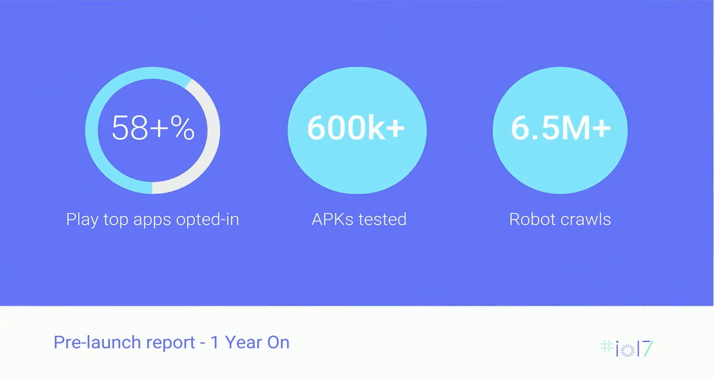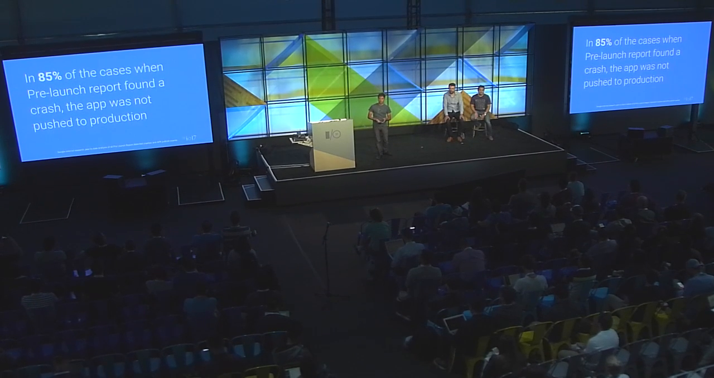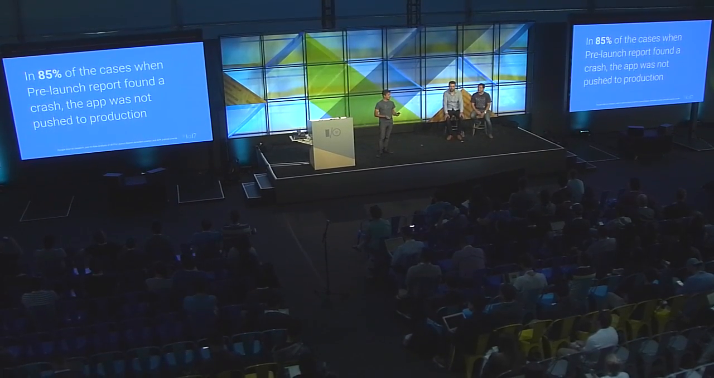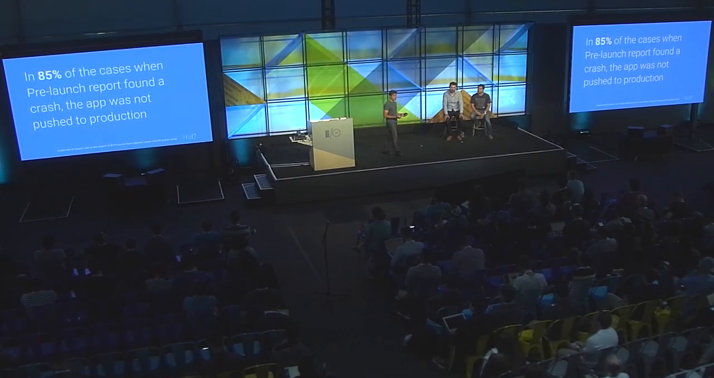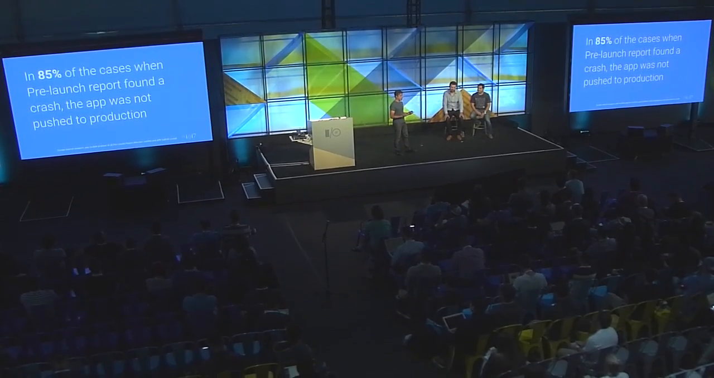The vast majority of Play's top developers have adopted the pre-launch report since we launched it last year. Since then, we have performed over 6.5 million crawls over hundreds of thousands of APKs. These numbers are nice, but the best one is the impact for users. 85% of the time, when the pre-launch report detected a crash, the app was not later launched to production. And this means that millions of users have been spared from a crash that would have otherwise affected them.